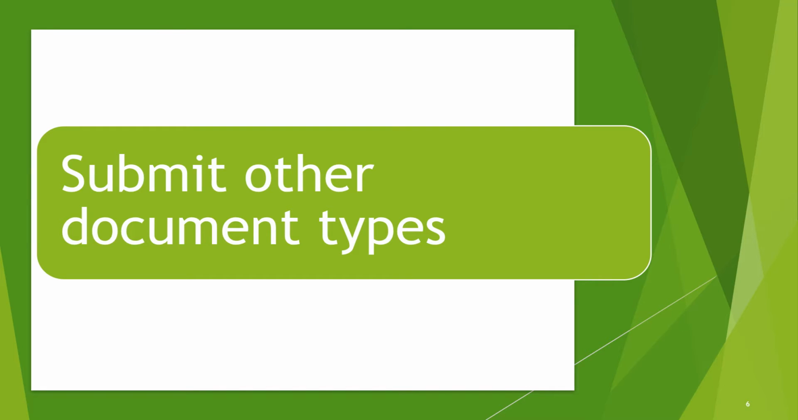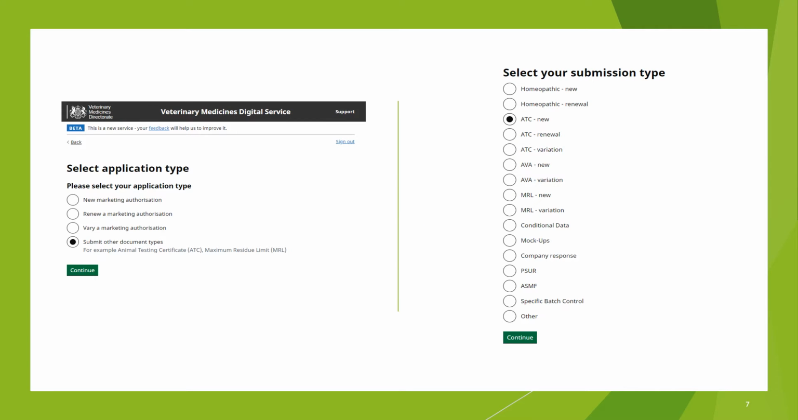So let's start with the bottom option of that list, which is submitting other document types. So this is where we don't have an online application form available for you just yet. So from the list of options, you'll select Submit Other Document Types, and you'll be given a list of all the different submission types that you can send us under this heading. For the purpose of this exercise, I've chosen ATC New.